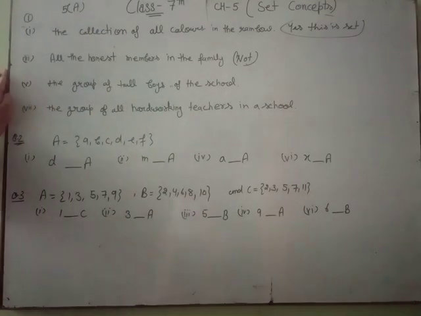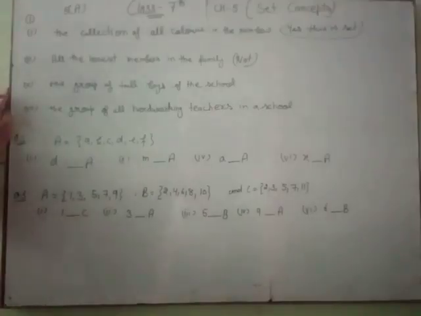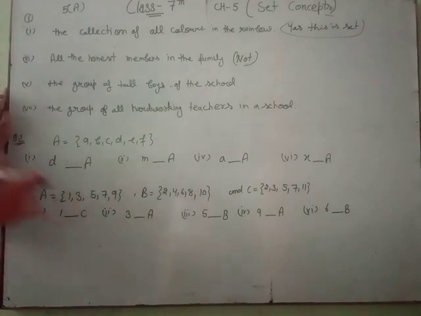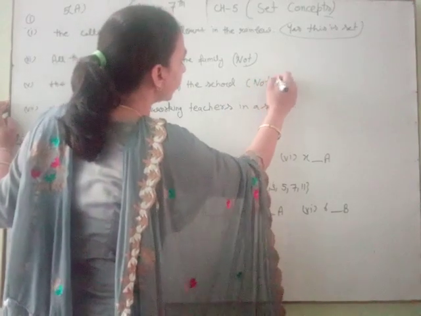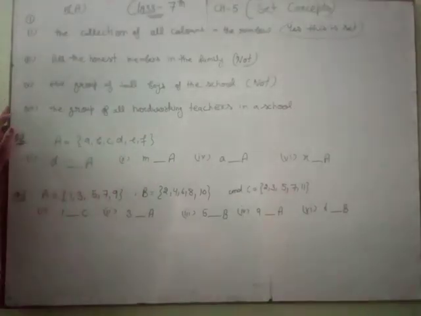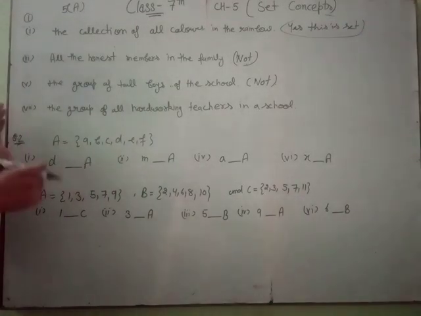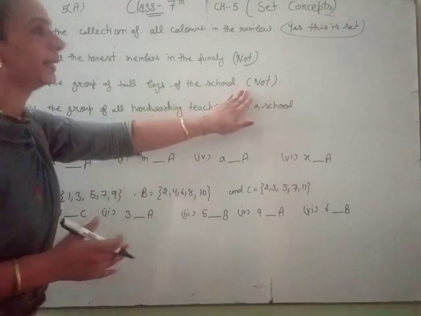Next is part number 5. The group of tall boys of the school. This is also not a set, because this is also not a well-defined collection. There is no criterion; we cannot say up to what height we take the students. So this is not a set.